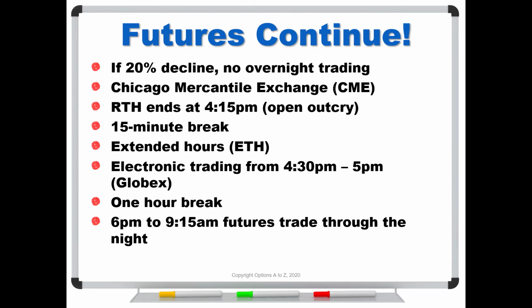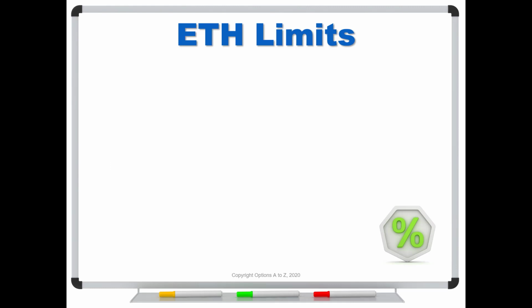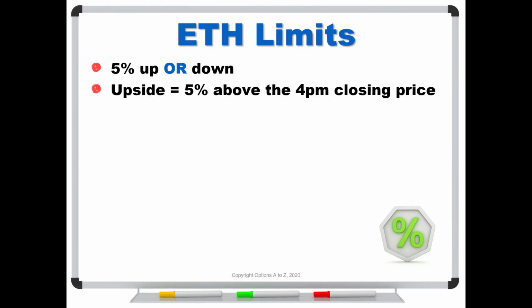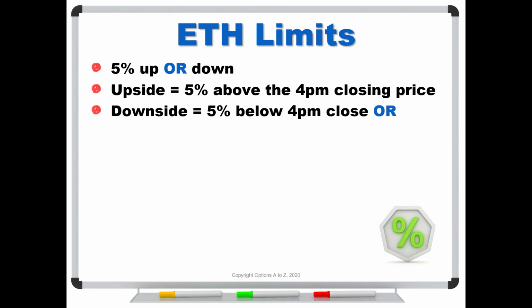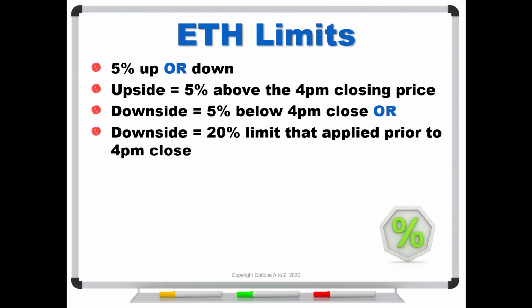This is obviously when we can have more news, more panics, or even corrections, different things that can change depending on sentiment. During these extended trading hours, you also have limits. There is a 5% up or down limit. The upside is 5% above the 4 p.m. closing price. But on the downside, you get two choices. It's either 5% below the 4 p.m. close, or it's the 20% limit that applied prior to the 4 p.m. close. It's whichever one happens to be closer to the 4 p.m. close.